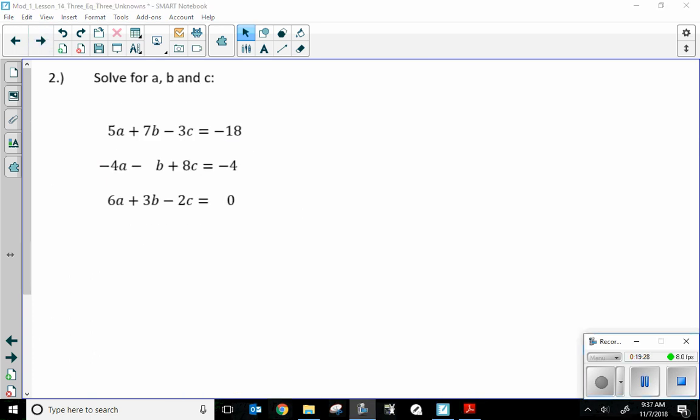What do we have here for number 2? Solve for A, B, and C. 5A plus 7B minus 3C equals -18. -4A minus B plus 8C equals -4. And 6A plus 3B minus 2C equals 0. I don't see any coefficient or any of the big numbers that are the same in front of the variables.